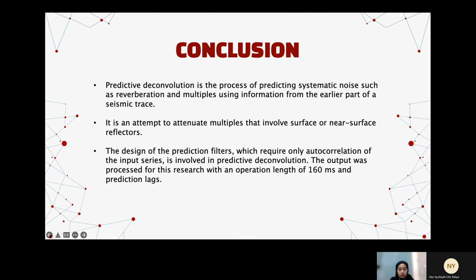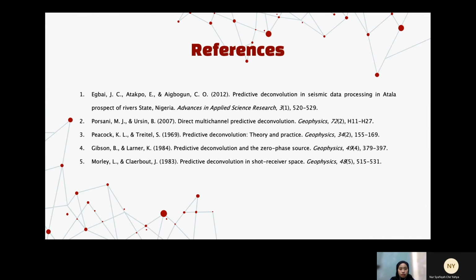The output was processed for this research with an operator length of 160 milliseconds and various prediction lags. For reference, I have used 5 journals, but the main journal that I have used is Ekbai et al. 2012, entitled Predictive Deconvolution in Seismic Data Processing in Atala Prospect of Rivers State, Nigeria.